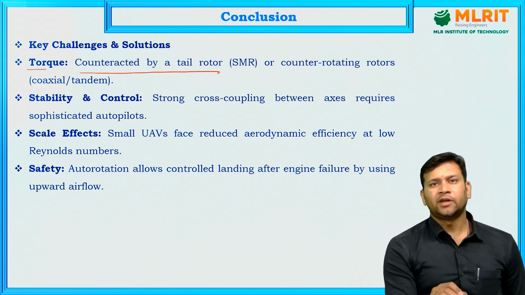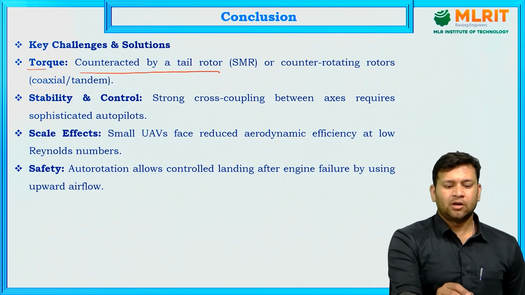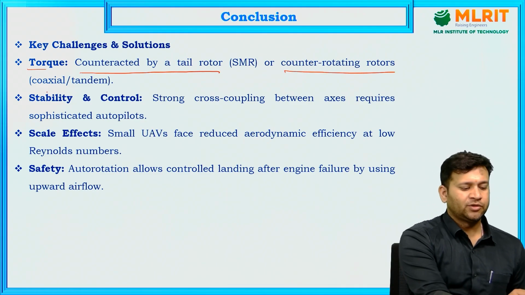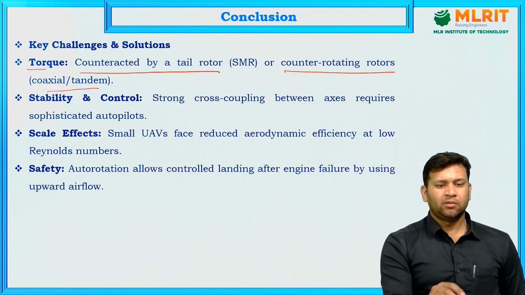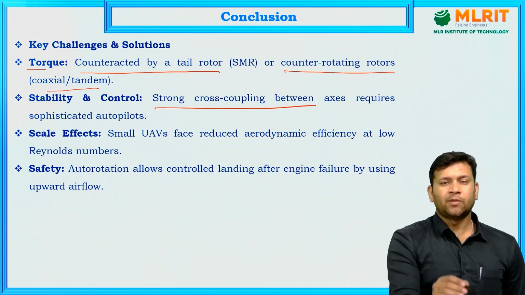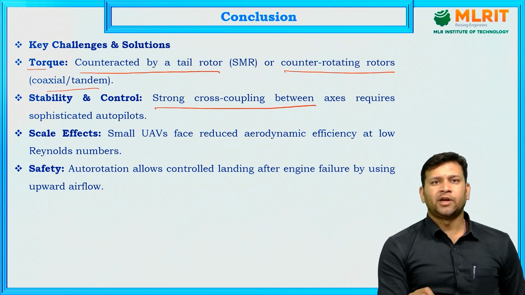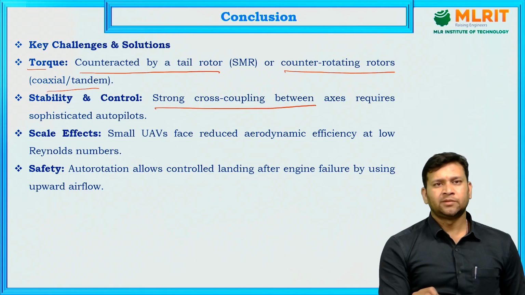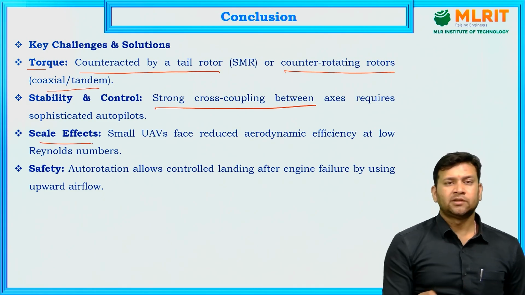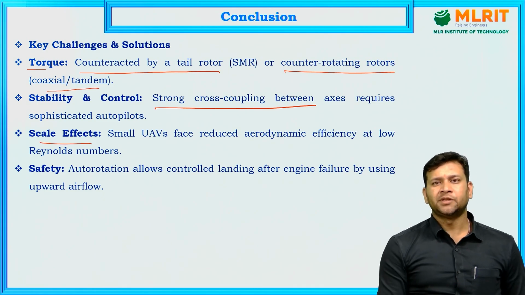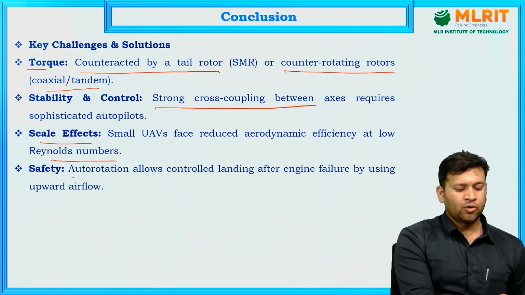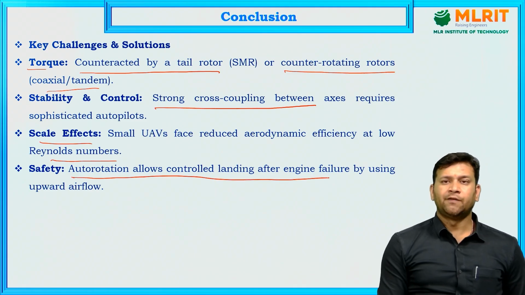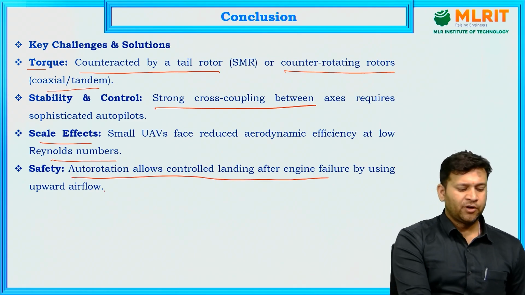is counteracted by a tail rotor in single main rotor configurations, or counter-rotating rotors which are used in coaxial or tandem configurations. Stability and control: there is a strong cross coupling between axes which requires sophisticated autopilots. Then scaling effects, where small unmanned aerial vehicles face reduced aerodynamic efficiency at low Reynolds number. Safety: autorotation allows controlled landing after engine failure by using upward airflow.